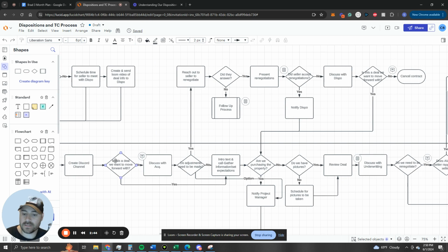Now, let's take it back here. Is this a deal we want to move forward with? We're making money. It should be 95% of the time that we're making money on this deal.